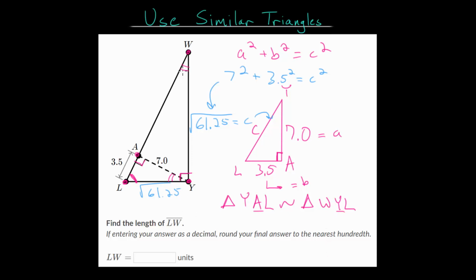And to find LW, since that's our goal, we also need to know WY, since if we know that side, then we can use the Pythagorean theorem again to find WL, or LW.